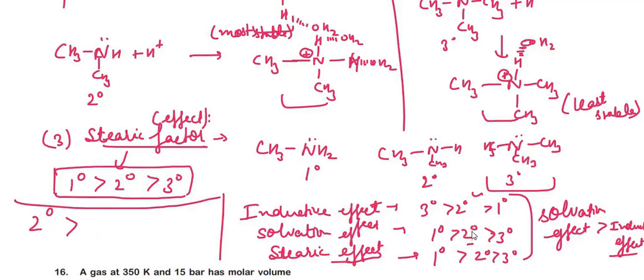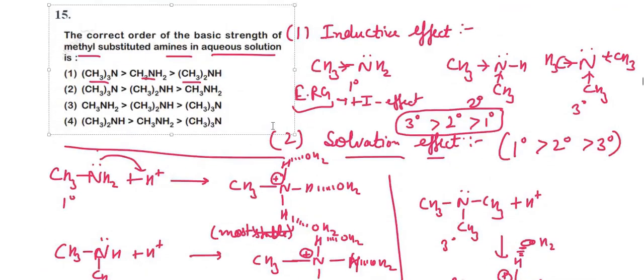Now compare the next thing, that is solvation effect over power of inductive effect. So primary one is more basic as compared to tertiary. So this is the resultant order for the basic strength of methylamine: secondary, then primary and then tertiary. This is the result of these three factors. So the option in the question is, search for the option secondary, primary and tertiary.